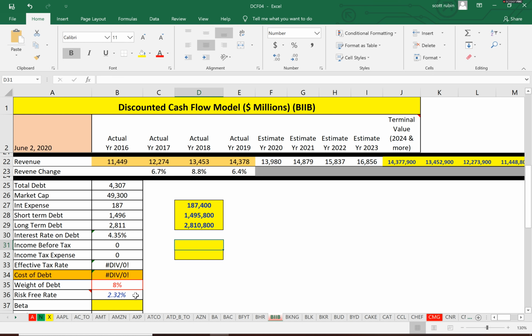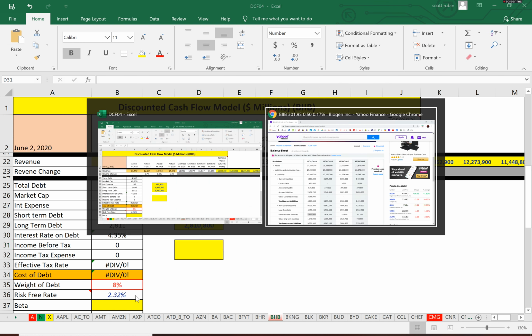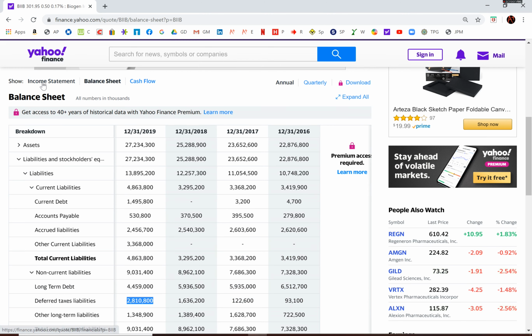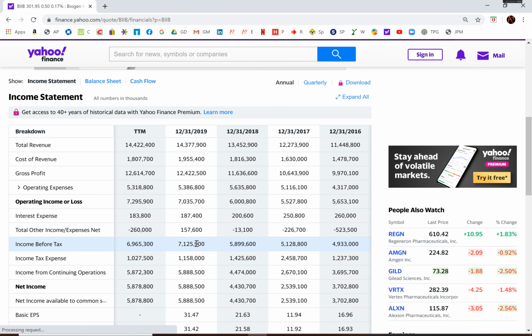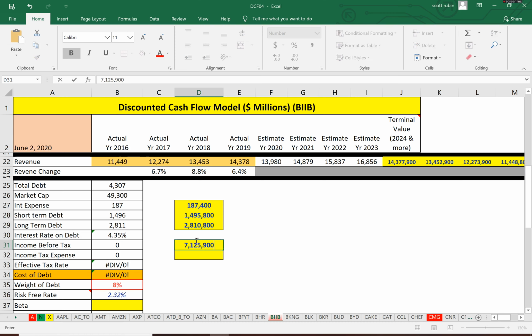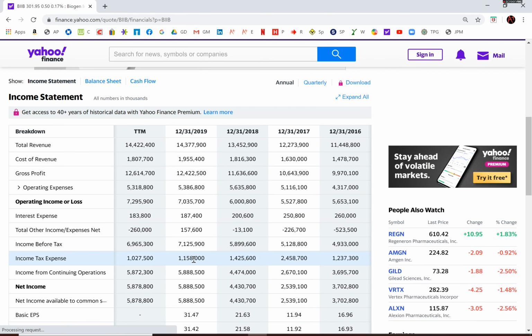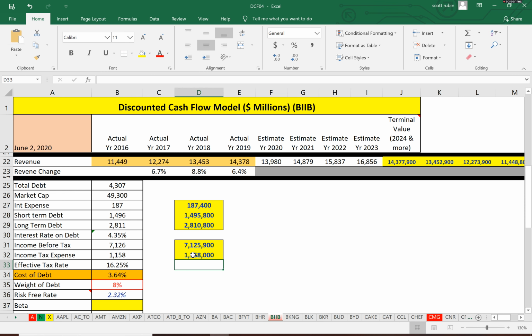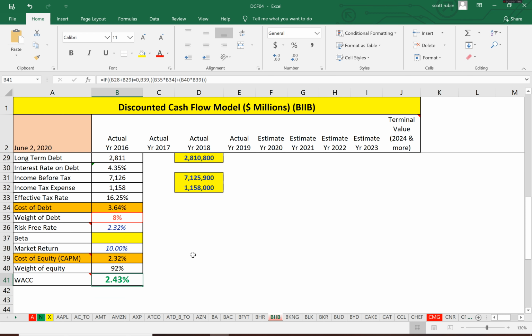Now, since interest is tax deductible, let's get their effective tax rate. We'll go back to the income statement. We'll get the income before tax. And then the income tax expense. So 16%. So the cost of the debt is only 3.6% because they get that deduction. And you can see 8% of the capital structure is debt, which is a pretty good number. You want lower the better, but that's a pretty good number.